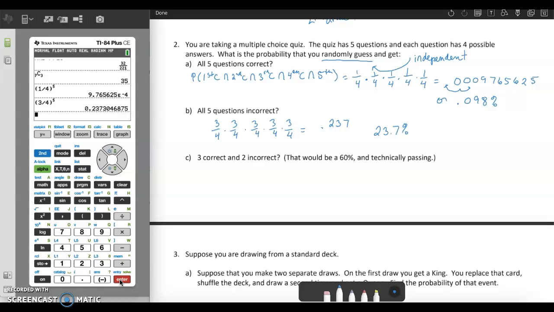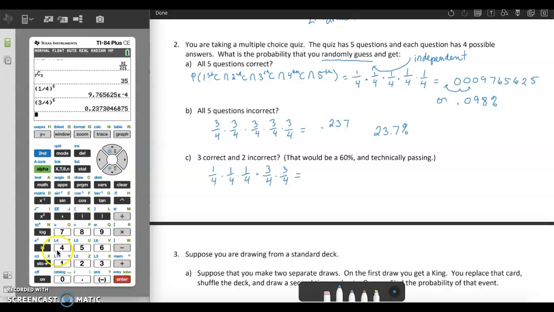What's the probability that you will guess 3 of them correct and 2 of them incorrect? Because that would be a 60% and technically passing. So what's the probability that you can at least guess your way through this with a passing 60% grade? Okay, so the 3 correct probabilities that are in a row are each a 1/4. So 1/4 times 1/4 times 1/4. And then the 2 incorrect ones would be a 3/4 and another 3/4. And again, they're all independent trials because what I guess on one does not affect what I guess on the other one.